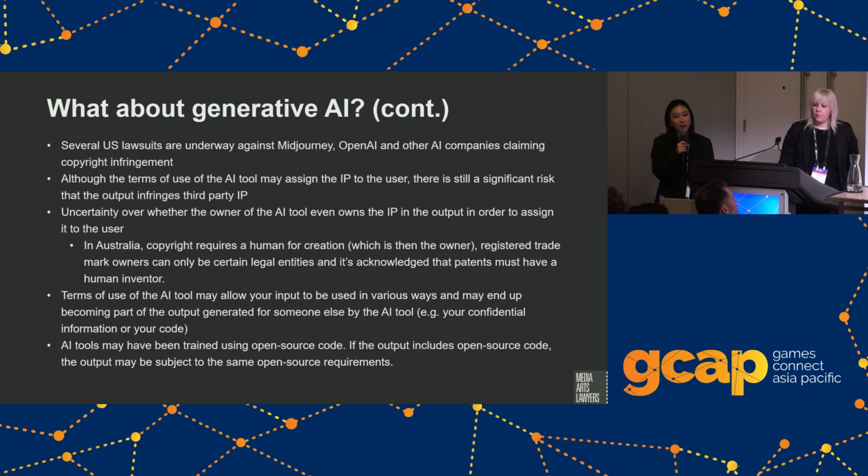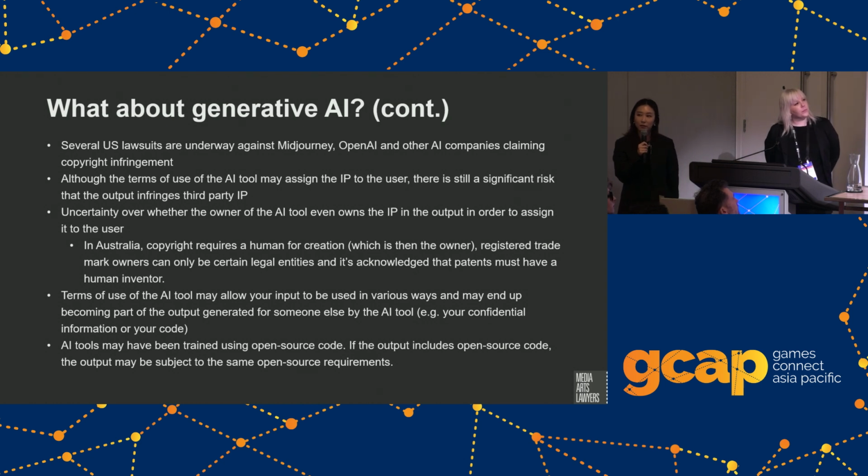So this is just a slide summarizing the state of play for generative AI, mostly because it's a pretty hot button topic right now. In the US, there are several lawsuits underway against Midjourney. That's from a class action from artists, and also OpenAI is under lawsuits from the New York Times. So pretty high-profile cases. All of it's quite in flux right now.